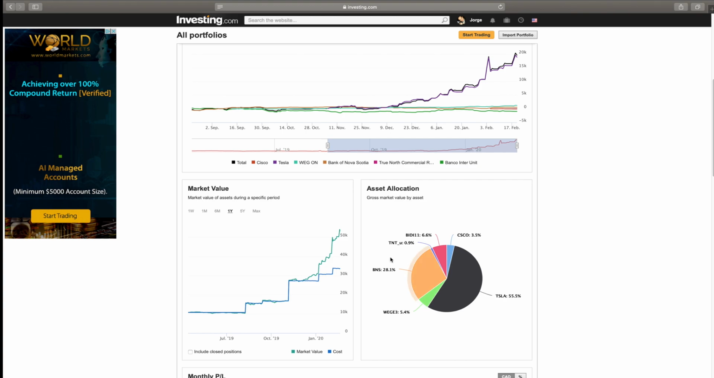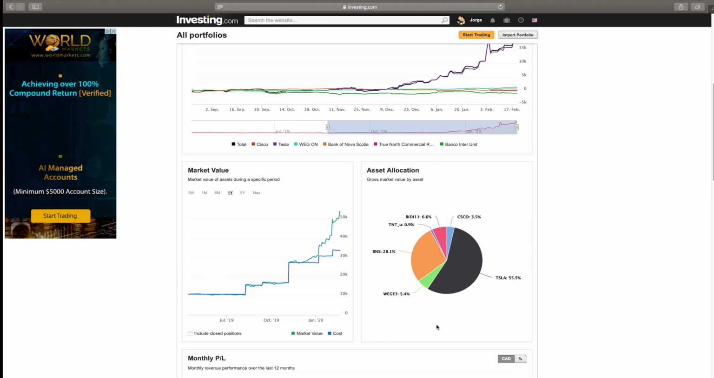On the right side here, you have the asset allocation. So how much does that asset represent in your portfolio? Let's say Tesla means 55.5% of my portfolio. If I go to Bank of Nova Scotia, BNS, that is 28.1% of my portfolio.